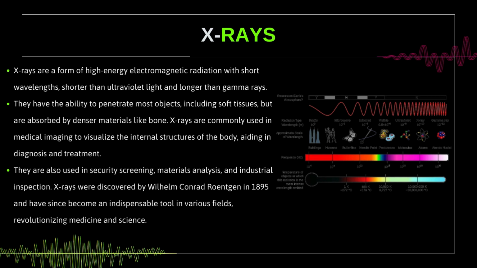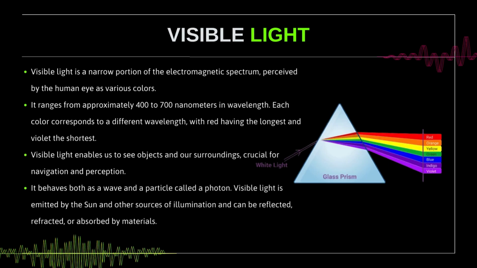X-rays were discovered by Wilhelm Conrad Röntgen in 1895 and have since become an indispensable tool in various fields, revolutionizing medicine and science. Visible light. Visible light is a narrow portion of the electromagnetic spectrum, perceived by the human eye as various colors. It ranges from approximately 400 to 700 nanometers in wavelength. Each color corresponds to a different wavelength, with red having the longest and violet the shortest.